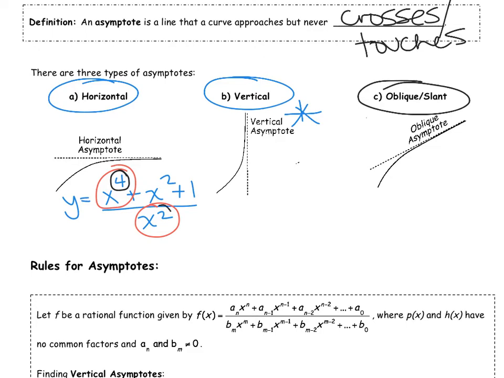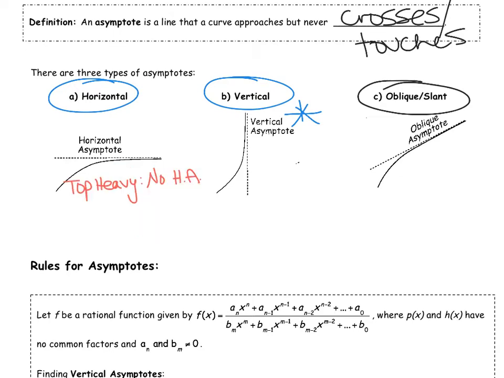And now the highest degree in the denominator is a 2. So we call this top-heavy. So when you have an equation or a rational function that is top-heavy, we say that there is no horizontal asymptote. Okay, so I'm going to write that down for you so that way you have it. Okay, so again, when our rational function is top-heavy, there is no horizontal asymptote.